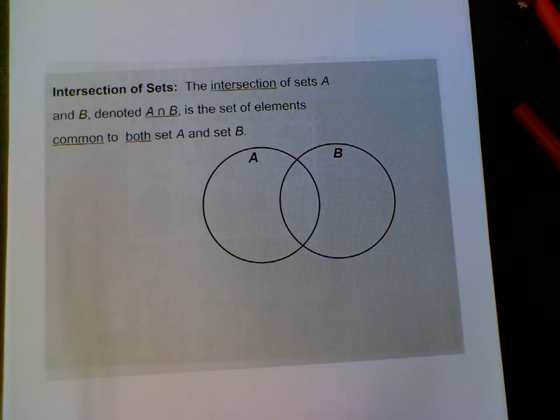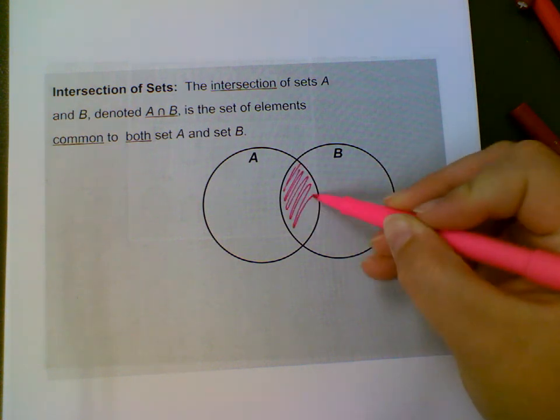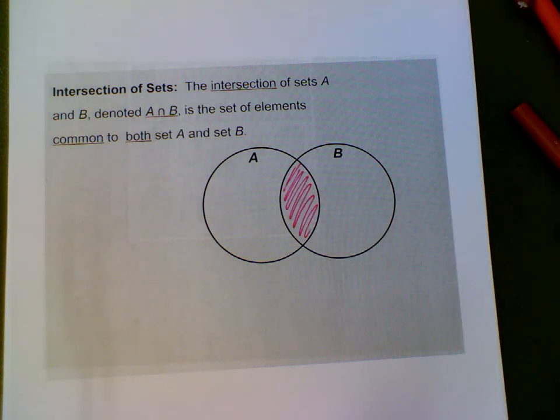An intersection, on the other hand, is denoted with the upside down U that kind of looks like an N. This is the set of elements that are common to A and B. So this is just what they have in common. All right, just where they overlap.